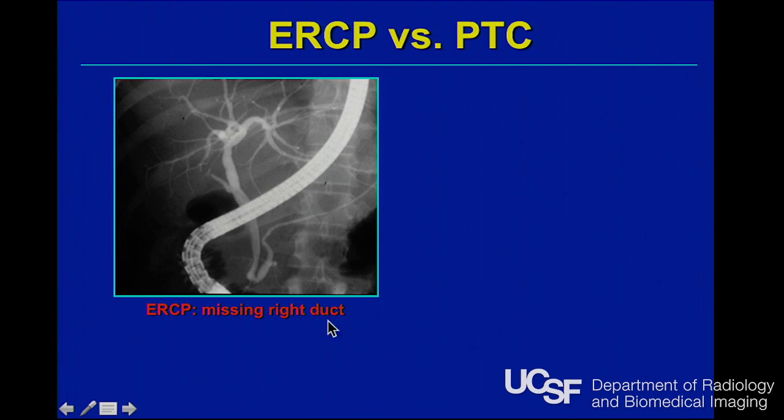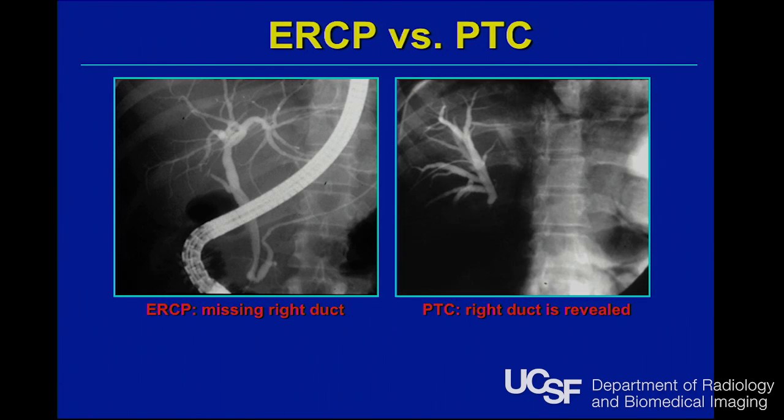So you might be concerned that there is going to be a missing right duct. And so this was actually a patient who has had a lap cholecystectomy, and there was an injury to the right hepatic duct, and the patient had to have a PTC. And here you have it. PTC is revealing that missing right hepatic duct, which happened to have been obstructed here. As you see, it's dilated.